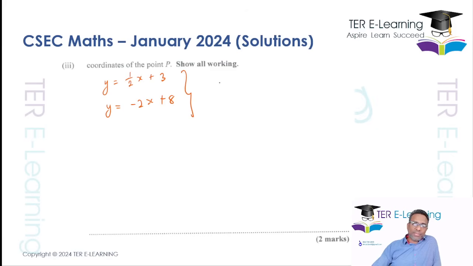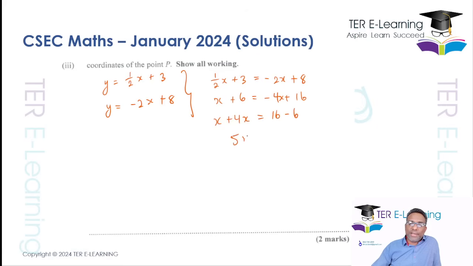So since both of them are equal to y, you can say a half x plus 3 is equal to minus 2x plus 8, right? I don't like to work in fractions, so I'm going to multiply everything by 2. So this is going to become x plus 6 is equal to minus 4x plus 16. Carry all your x's to one side. So this is x plus 4x is equal to 16 minus 6. So 5x is equal to 10. So therefore x is equal to 10 over 5. So x is equal to 2, right?